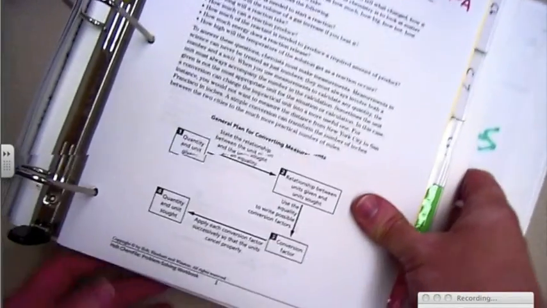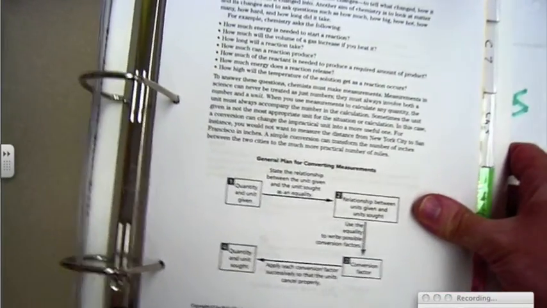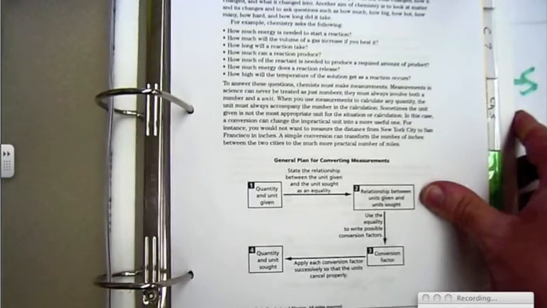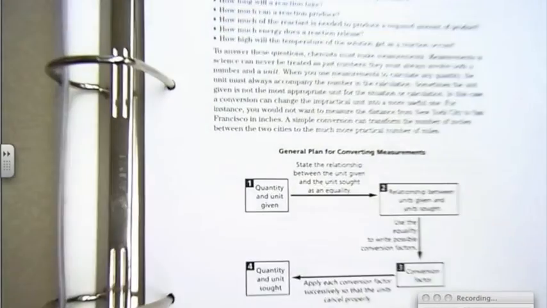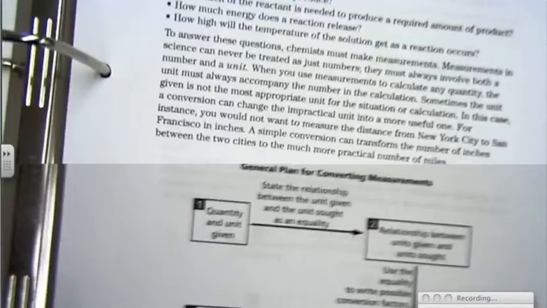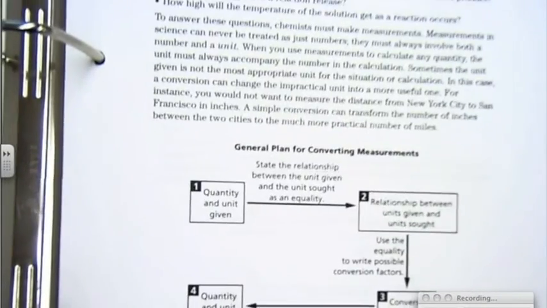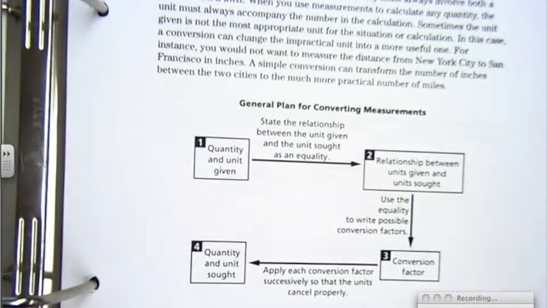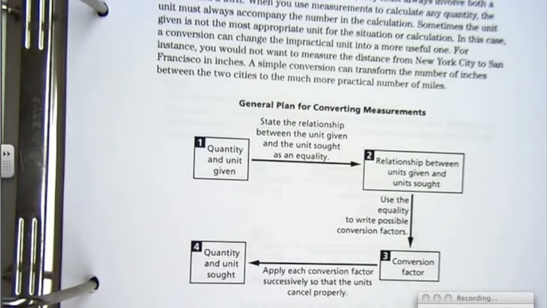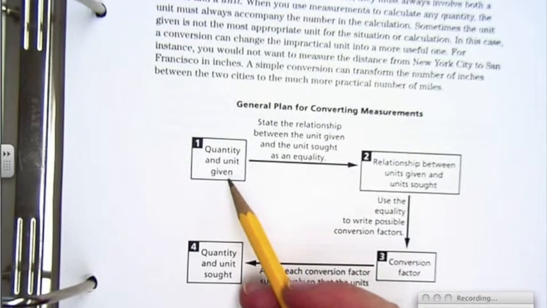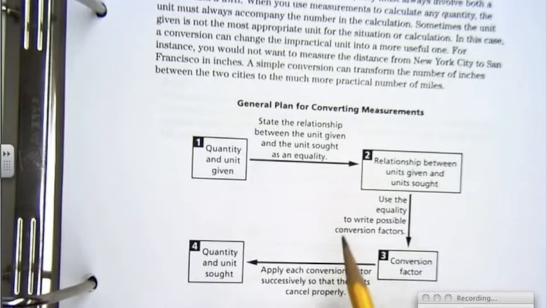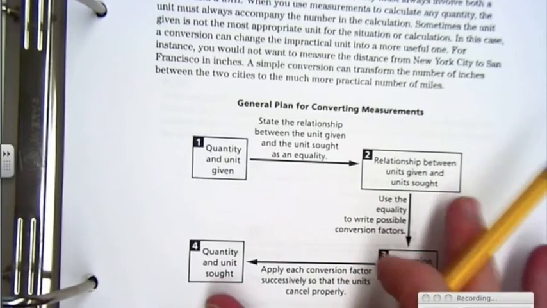The very first page looks like this. You can read all that paragraph if you want, but there's one thing I want you to see. And that one thing is right here. It's this little flow chart. When you're doing a conversion, you want to first start with the quantity given. And as you do your problems, and this is important, if you don't know what to do in a problem, come back to this and look at the flow chart.